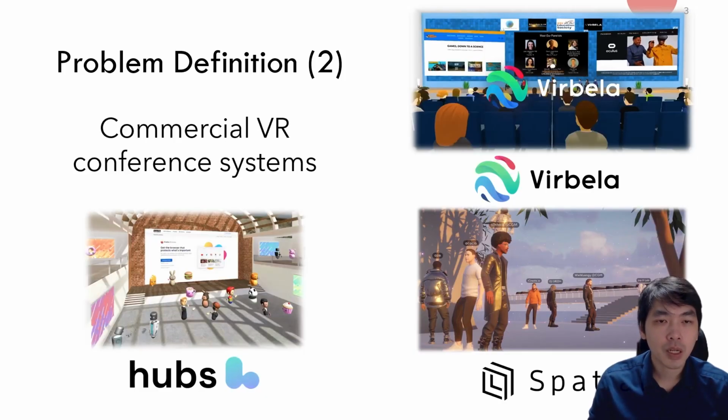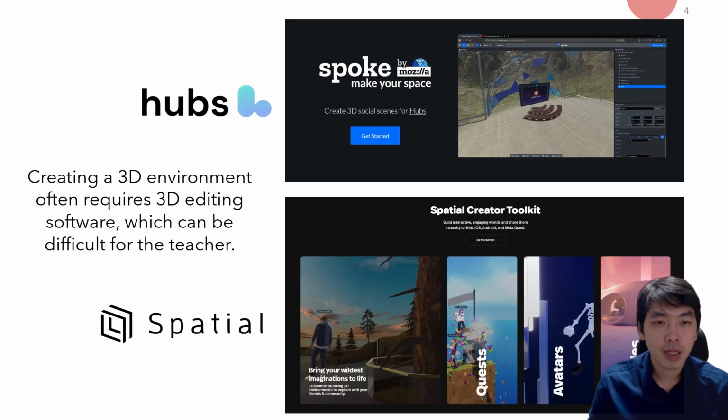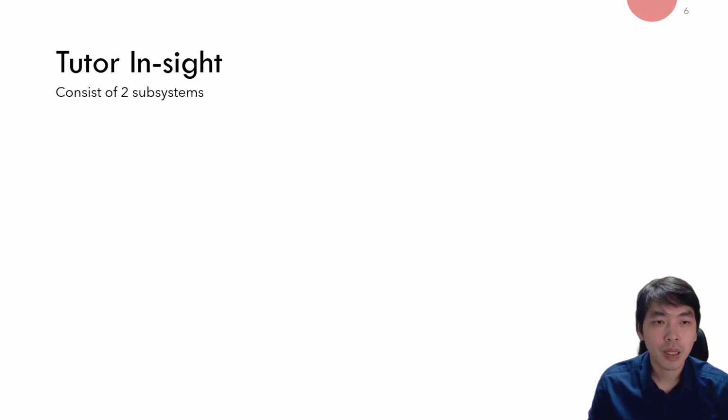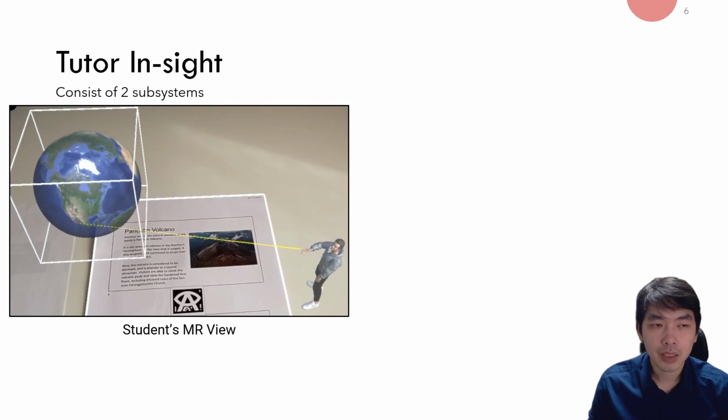Virtual environments may help solve the issue of low social presence by providing teachers with an interactive meeting place to engage with their students. Nevertheless, presenting in such an environment requires a level of technological competence that many teachers may find challenging. From this observation, it is clear that the current system does not meet the needs of both teachers and students. Therefore, we propose Tutor In-sight, which comprises a student mixed reality system and a teacher dashboard.